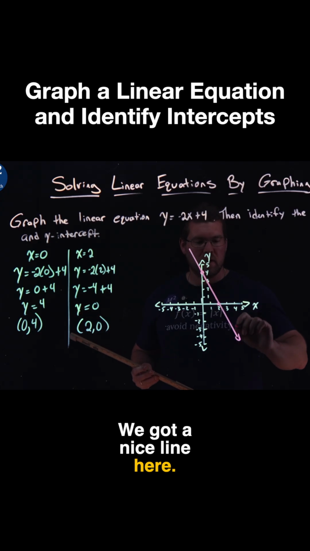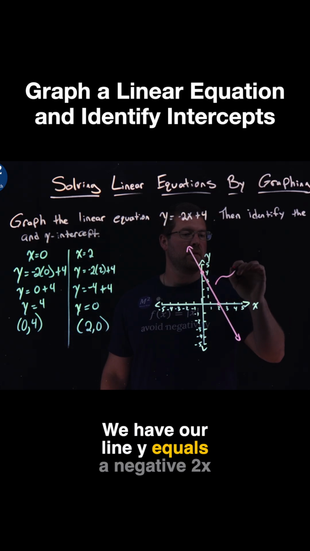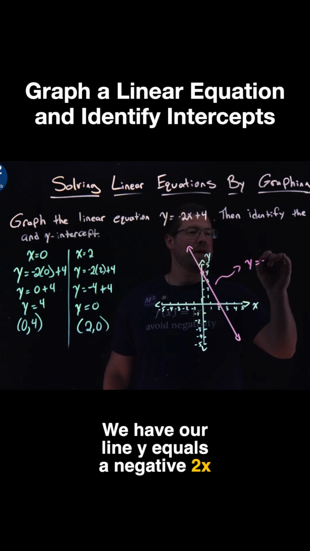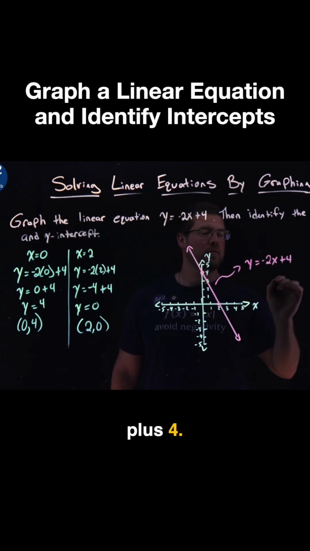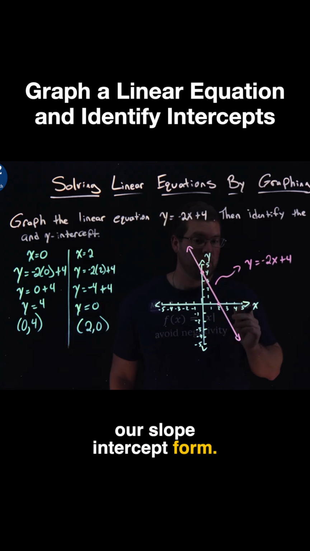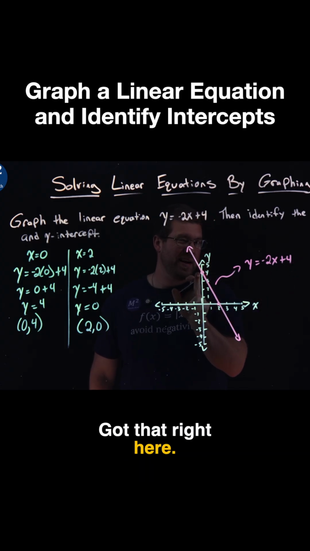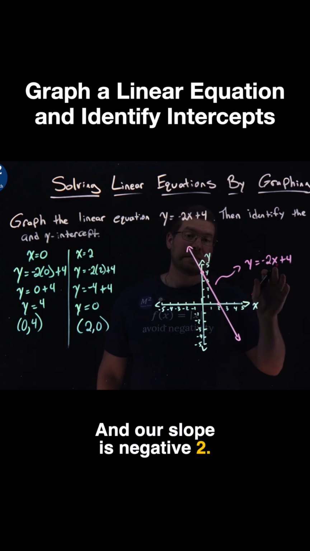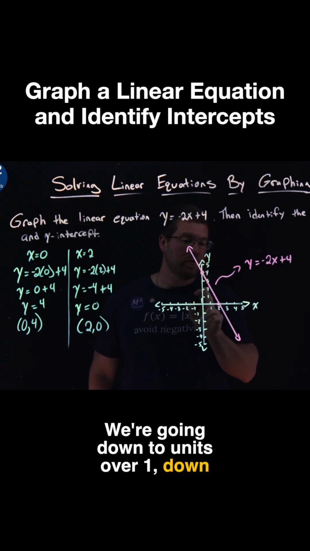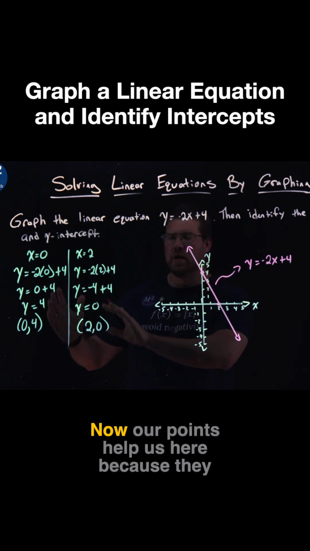We got a nice line here. We have our line, y equals negative 2x plus 4. Now I promised to talk about our slope-intercept form. Our intercept, that plus 4, is where it crosses the y-axis. Got that right here. And our slope is negative 2. We're going down 2 units over 1, down 2 over 1. So we could have graphed it that way instead of plugging in.